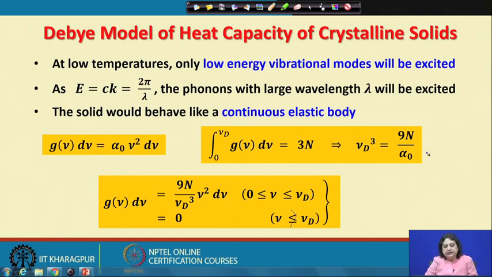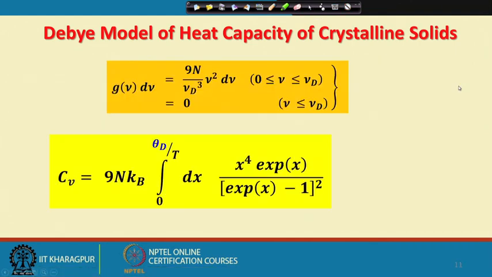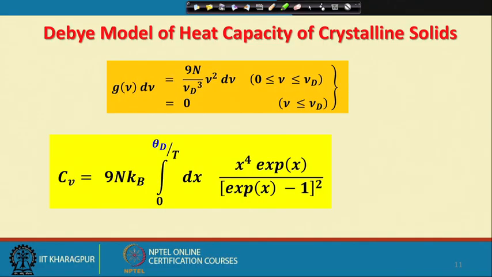When that happens, then one can actually go ahead and, with this expression of g(ν) dν, find out what the expression for Cv is. And this is the expression for Cv, which of course can be evaluated in certain limits using special integrals, but I am not asking you to do that. One can also evaluate this function Cv as a function of temperature by carrying out this integration numerically.